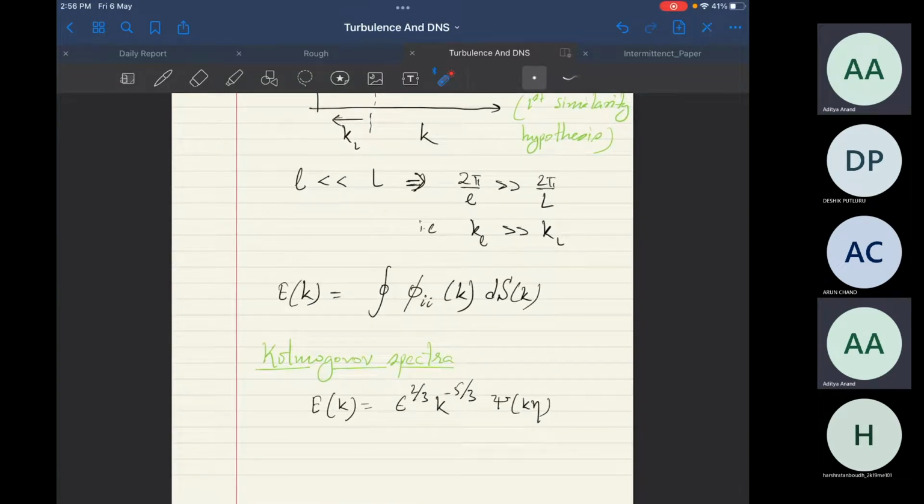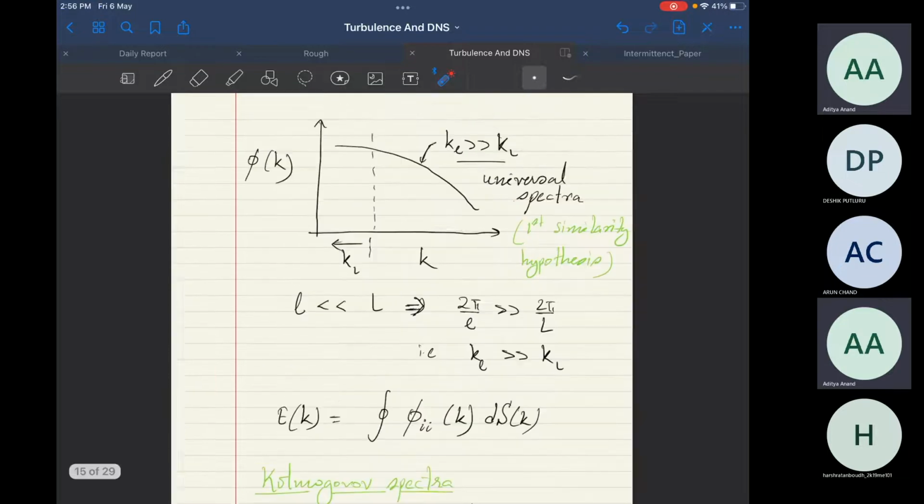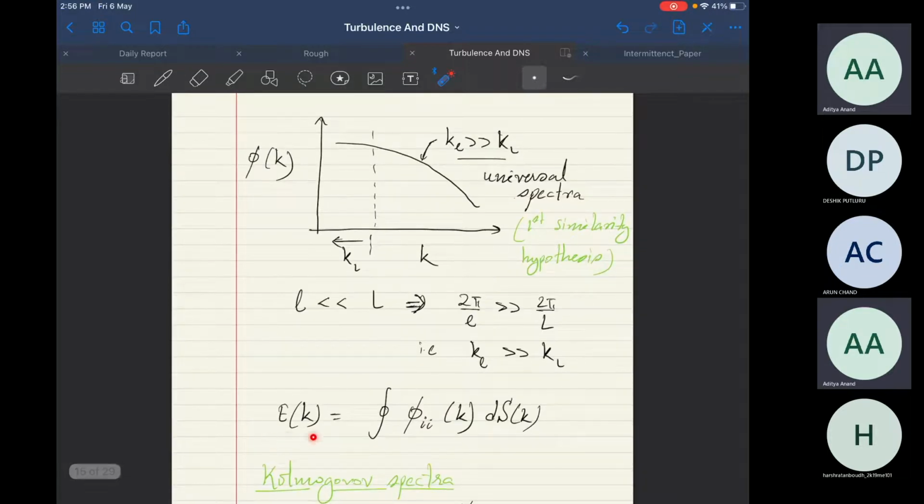Okay, so we can define an energy density function E(k) from phi k. Phi k is a spectra, and E(k) is a special form of spectra which you can plot as a function of the magnitude of these wave number vectors. So these k here are the wave number vectors. You can derive an energy density function from these spectra, which would be a function of your wave number magnitude.